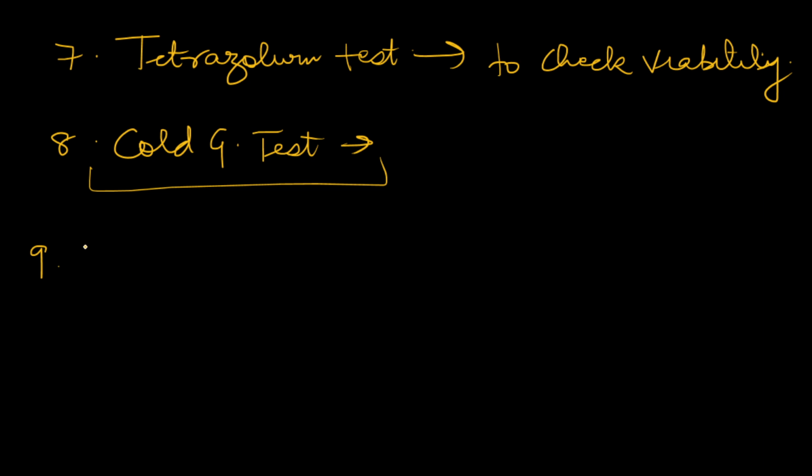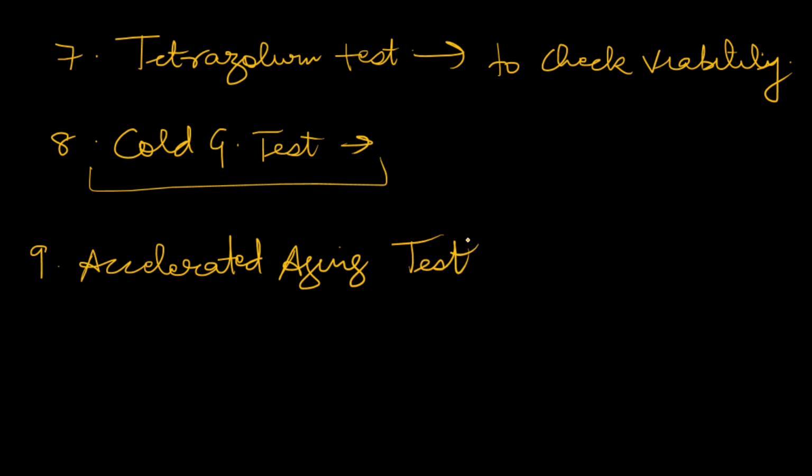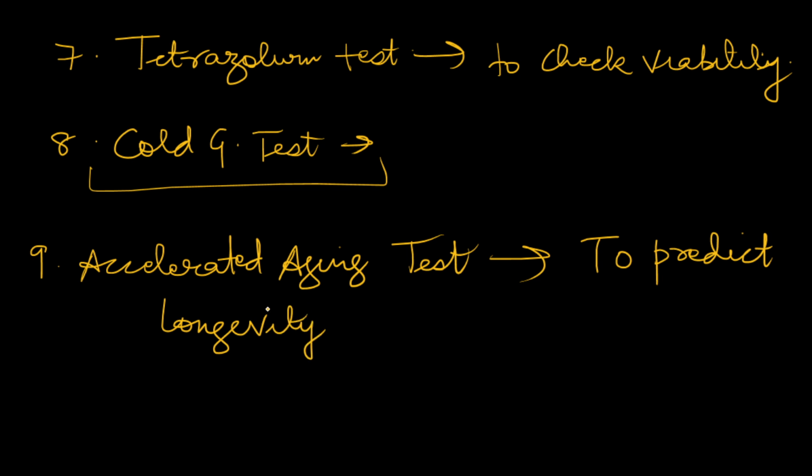We can do the accelerated aging test. These are tests which are generally taken in a seed testing laboratory. In accelerated aging tests, we predict the longevity and vigor of seed by exposing seeds to various kinds of extreme conditions such as high temperature, high humidity, stimulating aging and other things.